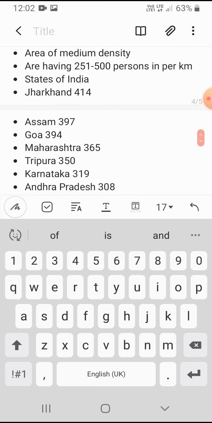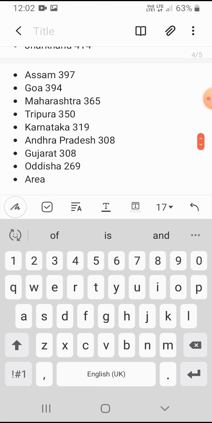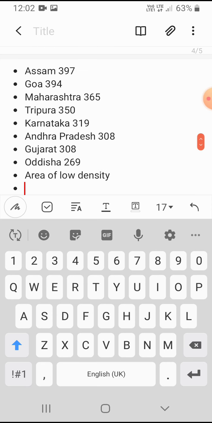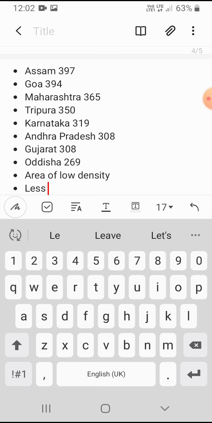Next, last is the area of low density. So let's come to the area of low density. Here it is less than 250 people per square kilometer.